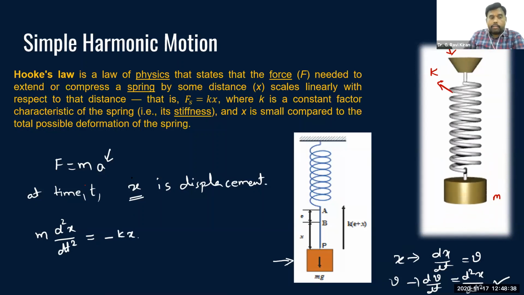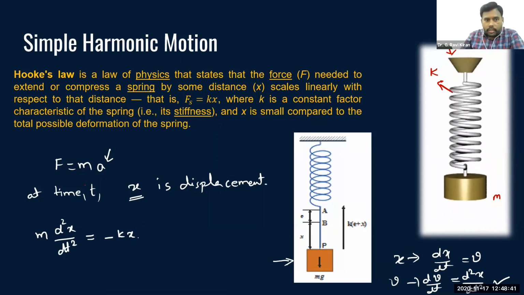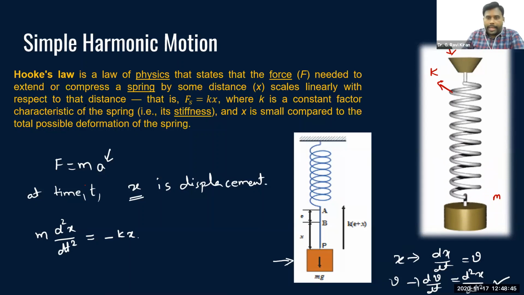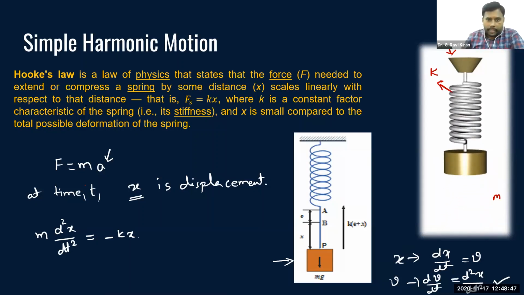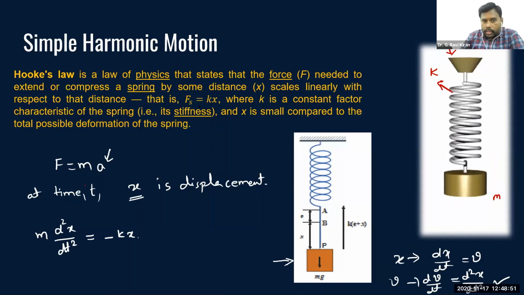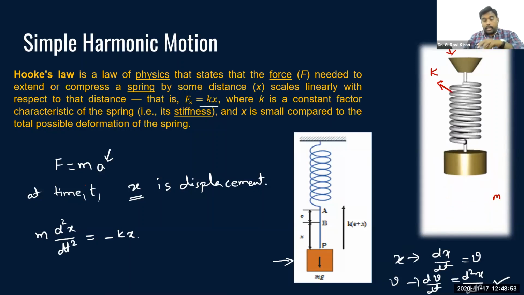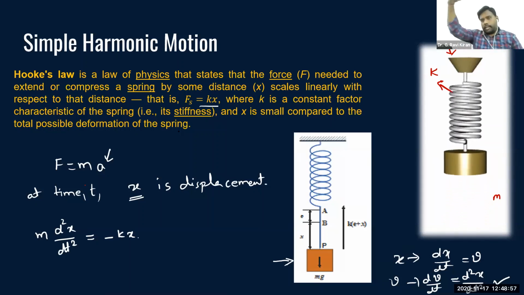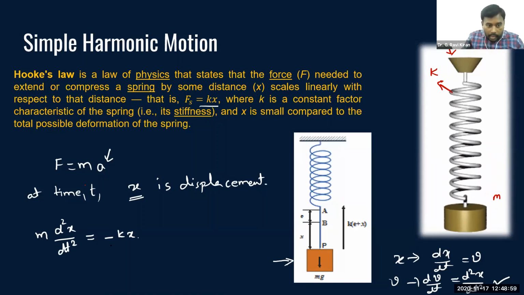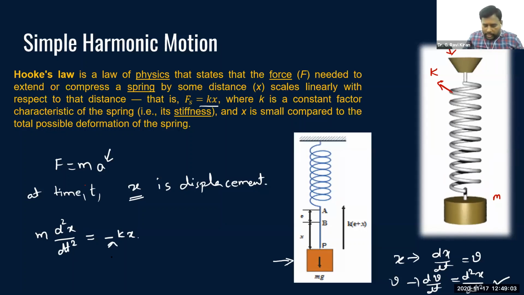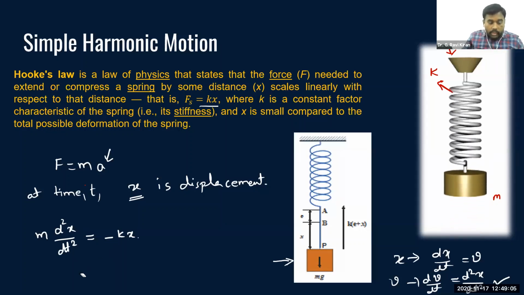You'll get this from Hooke's law, right? It states that the force needed to extend or compress a spring by some distance x is exactly equal to kx. But the restoring force acts against the displacement, so I took this as minus kx here. Now, from this you again get a differential equation.